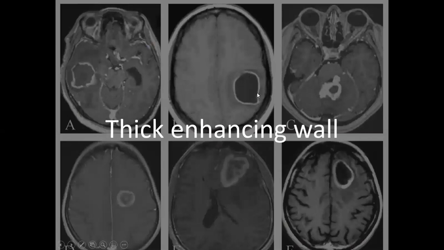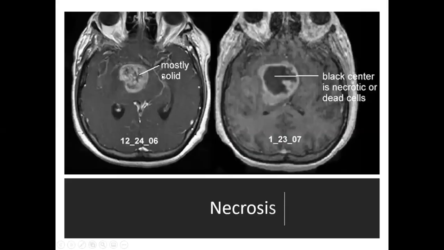The thickened enhancing wall is the commonest feature, and you can differentiate it from metastasis, which can also show a thickened enhancing wall. But metastasis is usually multiple and seen at the gray-white junction, whereas here it is a thickened enhancing wall. So it has two components, a solid component and a cystic component. The cystic component is the black center, which is necrotic dead cells. It's mostly solid and enhancing.